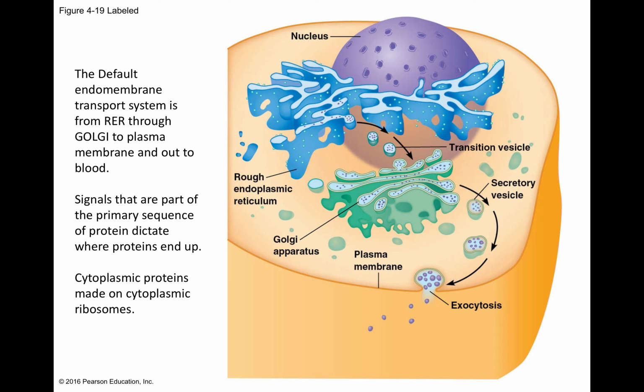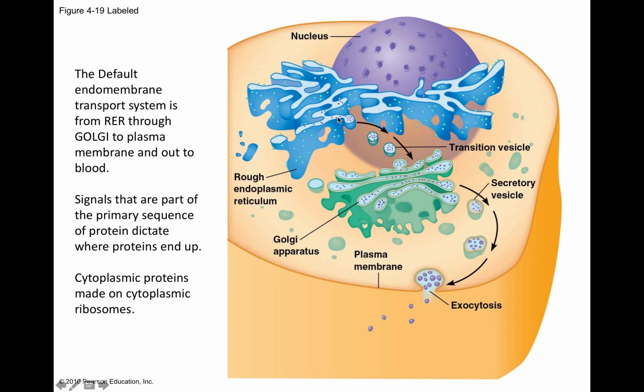I've mentioned the endomembrane system several times. We're going to be getting into it more. The default endomembrane transport system is that an mRNA comes out of the nucleus. It would start to be translated on a cytoplasmic ribosome. A signal that is part of the mRNA would then take it to the rough endoplasmic reticulum. That protein would be synthesized.